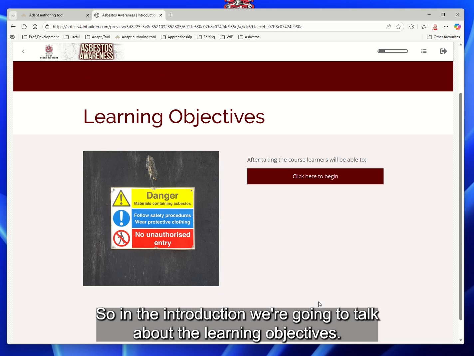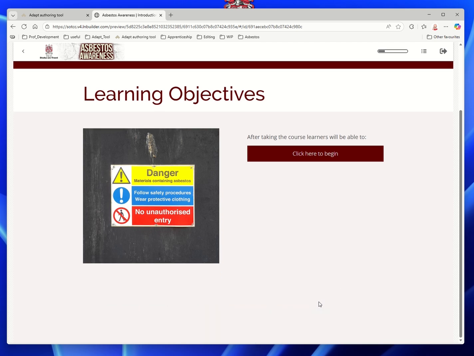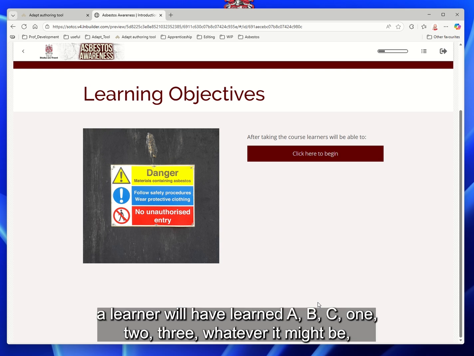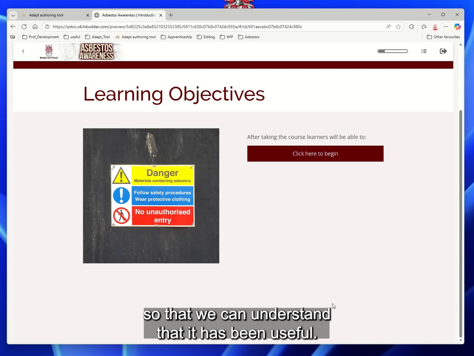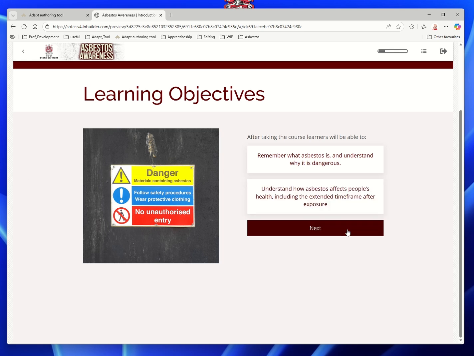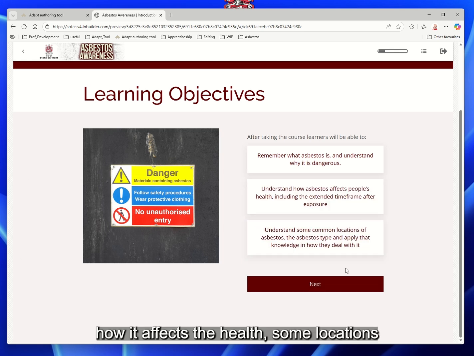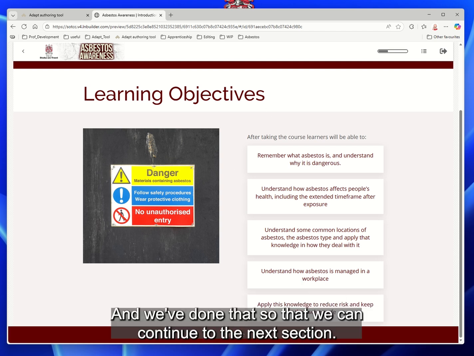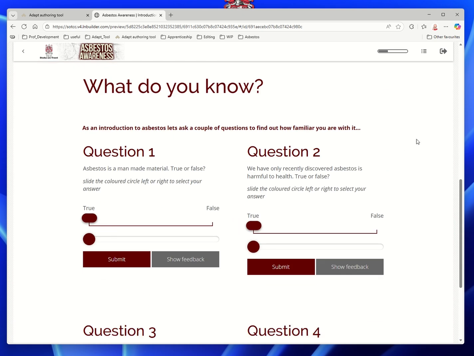So in the introduction, we're going to talk about the learning objectives. It's very important in our learning that we say at the end of this e-learning, a learner will have learnt A, B, C, 1, 2, 3, whatever it might be, so that we can understand that it has been useful. We've achieved something. So they will remember what asbestos is, how it affects their health, some locations, how it's managed, and finally how to apply that knowledge. We've done that so that we can continue to the next section.